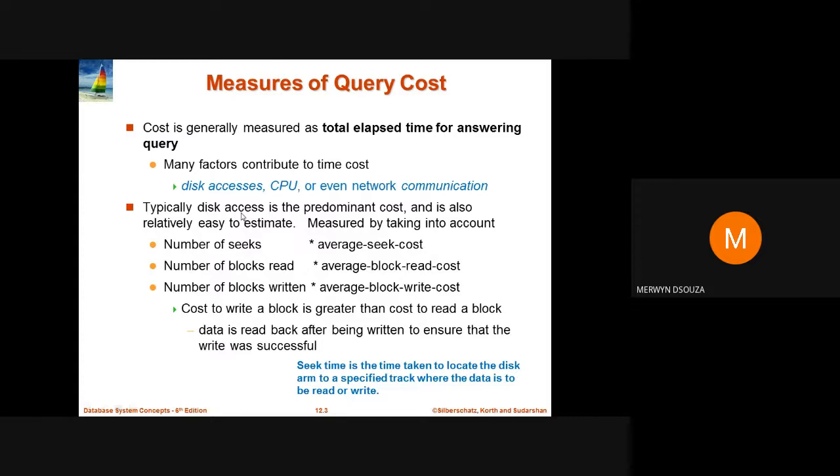Remember that the cost to write a block is greater than the cost to read a block. Data is read back after being written to ensure that the write was successful. That is why the cost to write a block is greater than the cost to read a block.